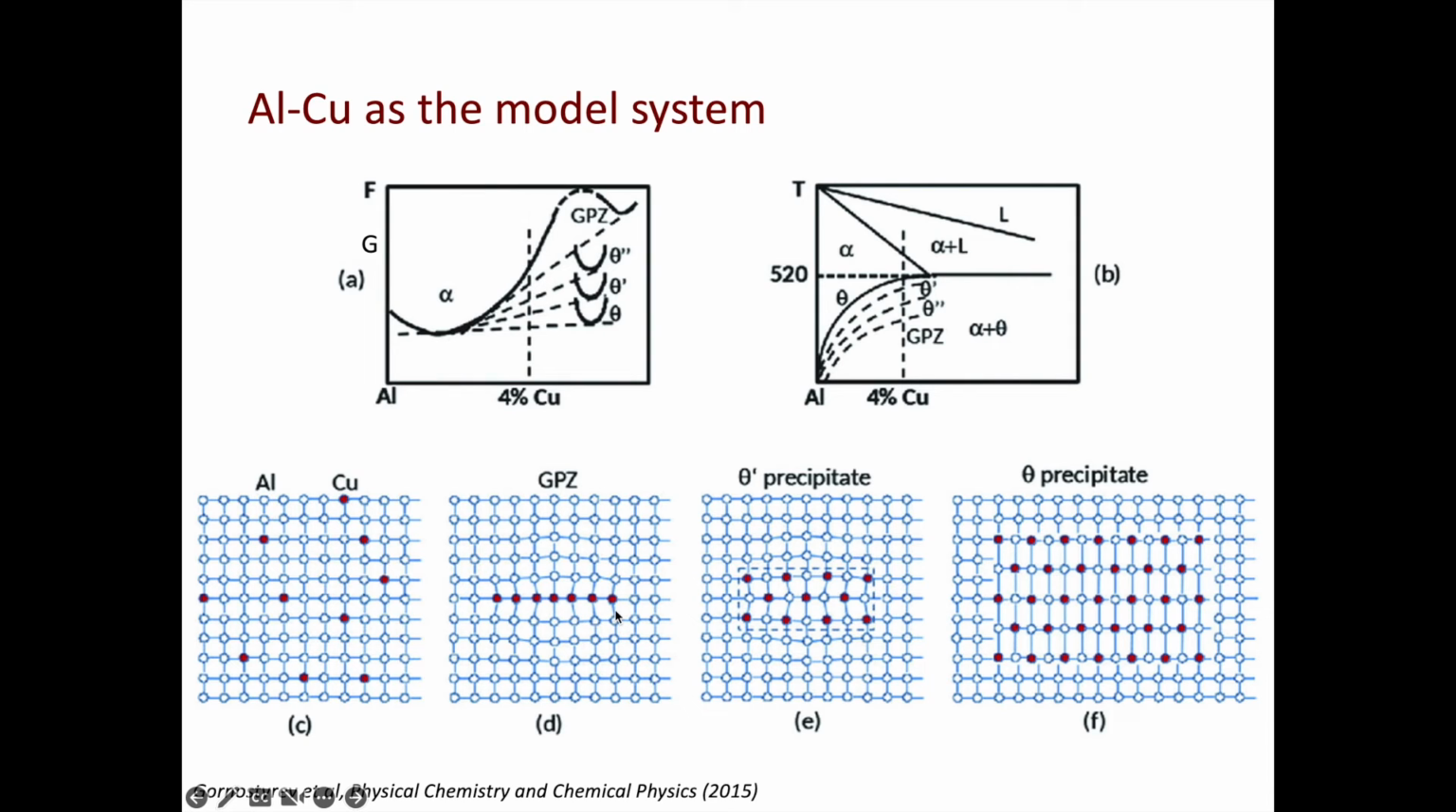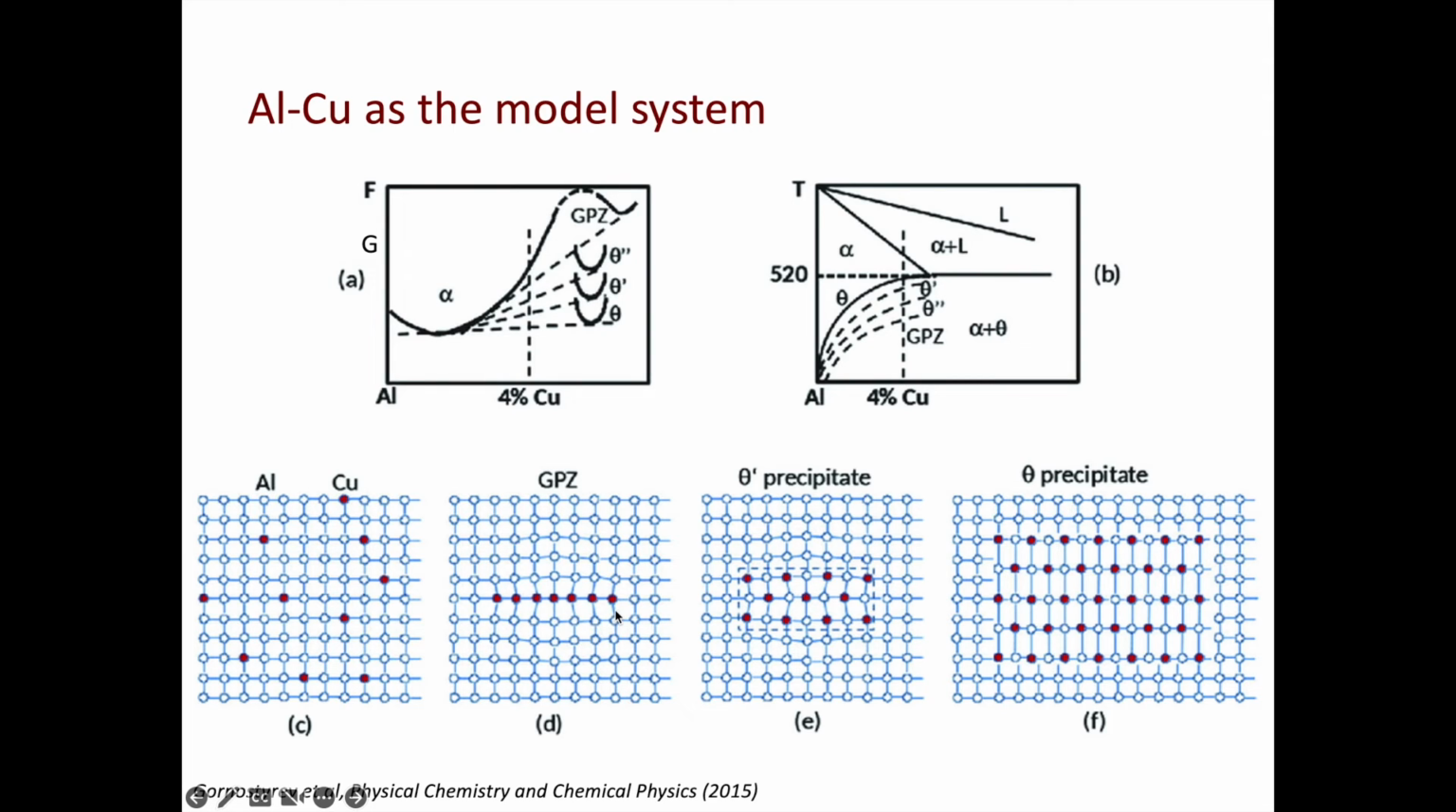If you have a closer look at the aluminum atoms around the GP zone, you can see they are displaced from their original position, and this interface between the GP zone and the matrix is a coherent but strained interface.